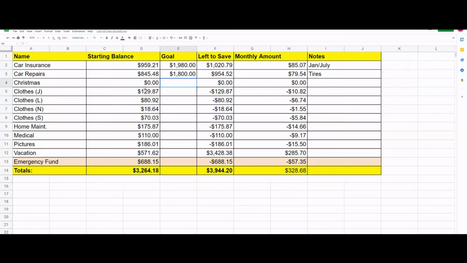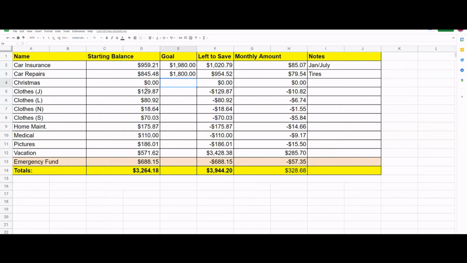Christmas is starting at zero because we have spent all of our Christmas fund. We actually had a fund of $600 for Christmas this year, and we only spent $550, which I'm pretty proud of. So we took the extra $50 and put it towards car insurance. Since car insurance is due in January, we wanted to make sure we had enough money in there to cover that.